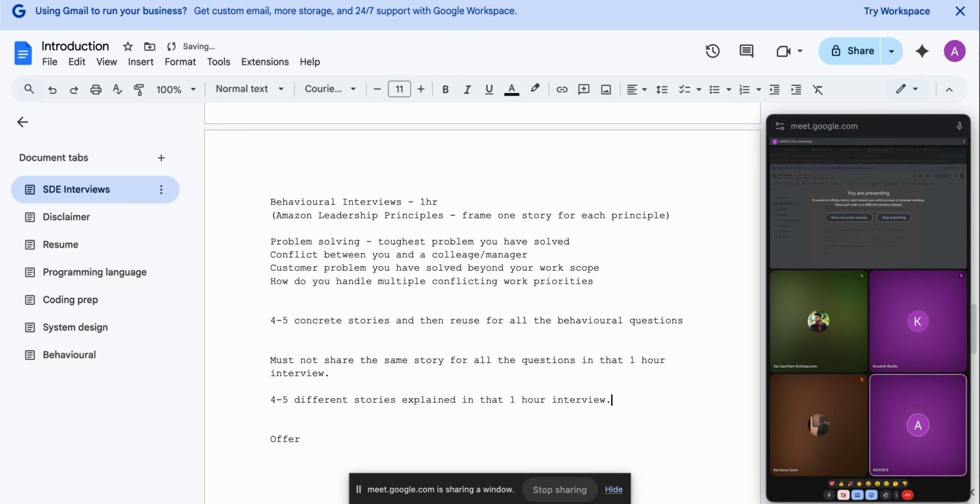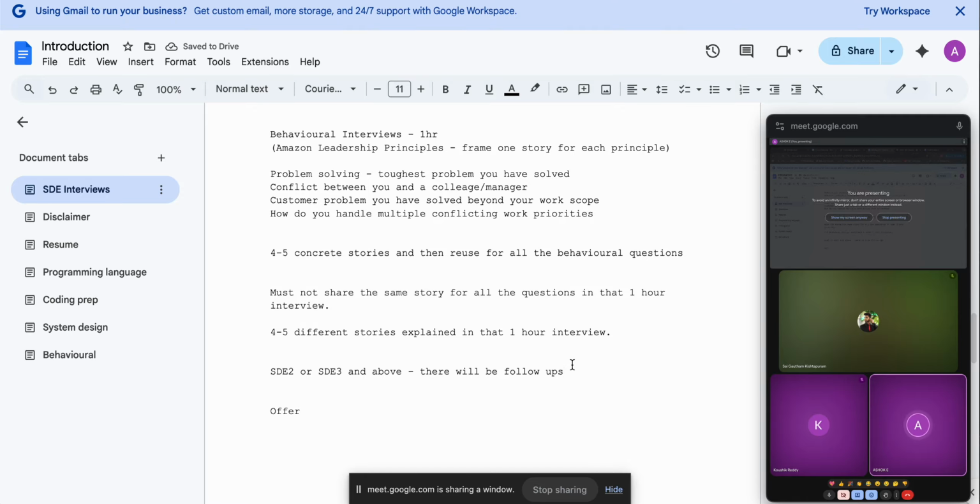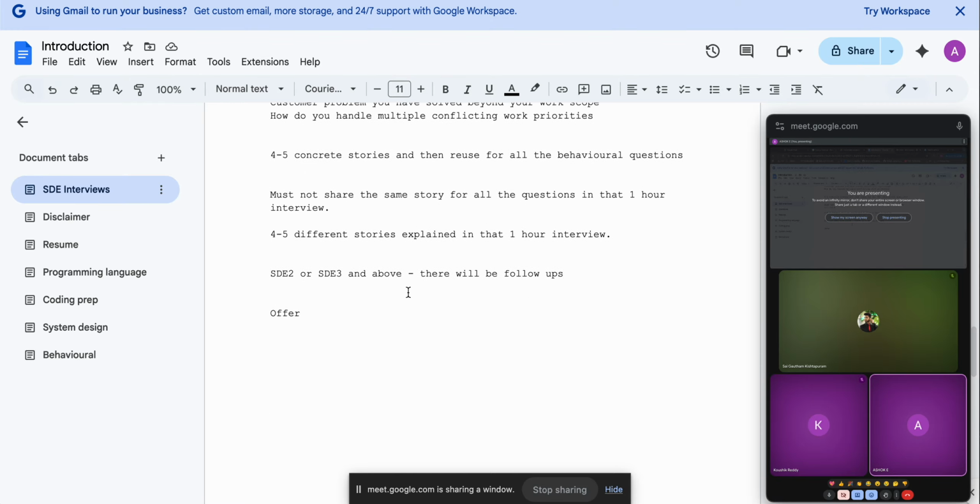If you are applying for SDE 2 or SDE 3 and above, there will be follow-ups. Who are the stakeholders, what exactly was the environment, and what is the exact problem you have solved. So there will be follow-ups. You need to be prepared in advance for all these things, right?